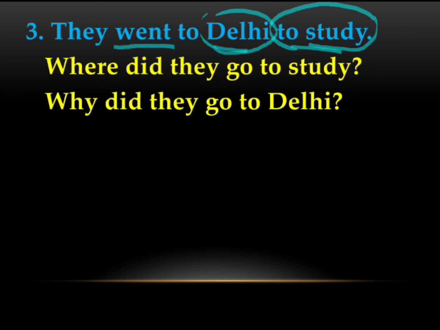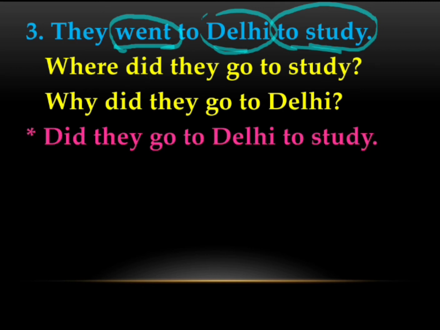Now, let us see how to frame the yes or no type of question for this statement. So the verb is went and it is in past tense, and the do verb for the past tense is did. So using did, we frame the question, and it is, did they go to Delhi to study? You should use the question mark.